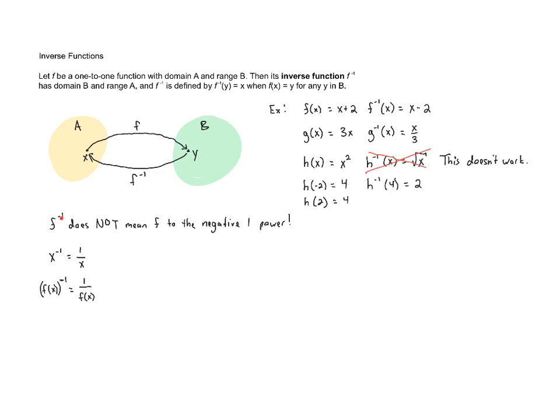But when you have a -1 written above a function like this, this means f inverse. Over here it means g inverse. Over here it means h inverse. So it's really important that you understand how this notation works so that you don't end up getting confused. In the next video, we'll look at how to determine whether or not two functions are inverses of each other.